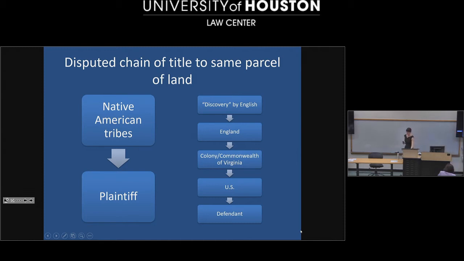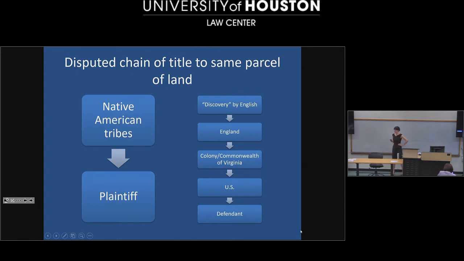So, we got to the end point, correct? I'm going to ask your neighbor with the gray shirt. What's your name? Stephanie. Stephanie, okay. So Stephanie, let's start with the losing side. The plaintiff who got their title from the Native Americans directly, what was their legal argument about why they think they should win?